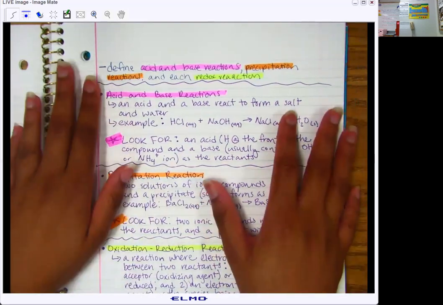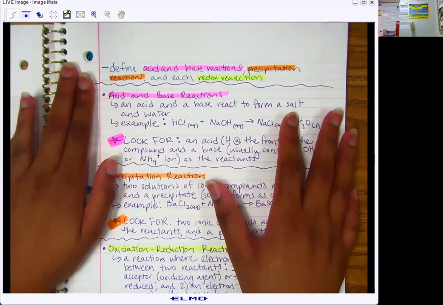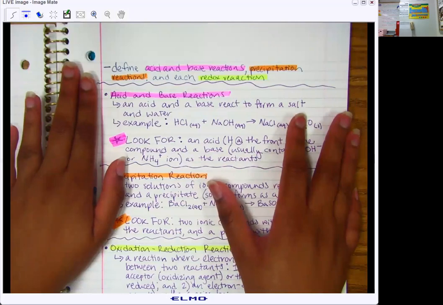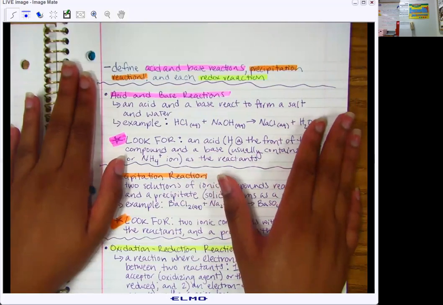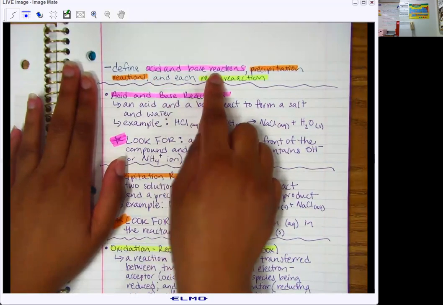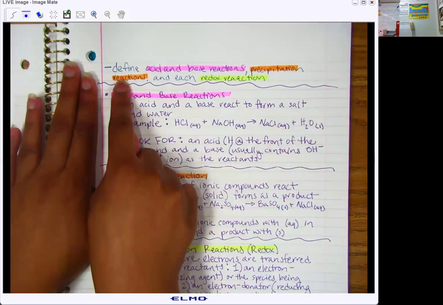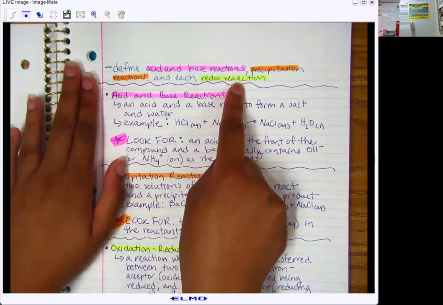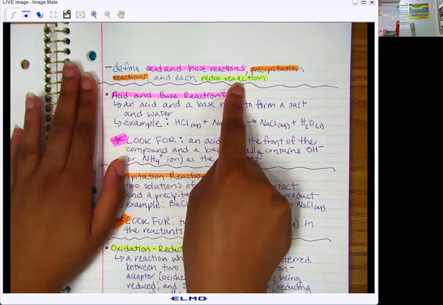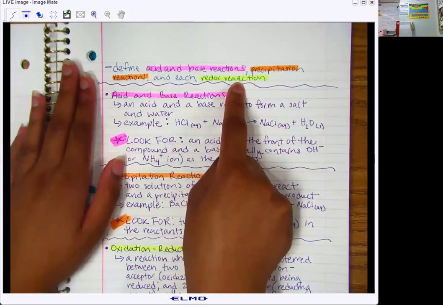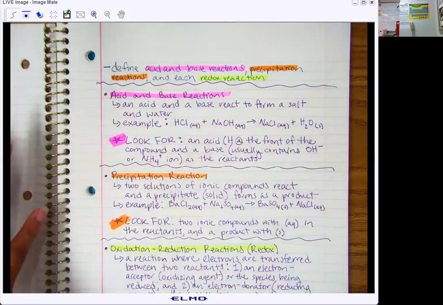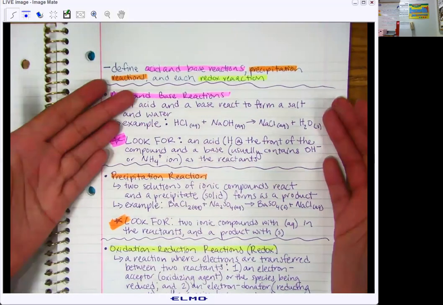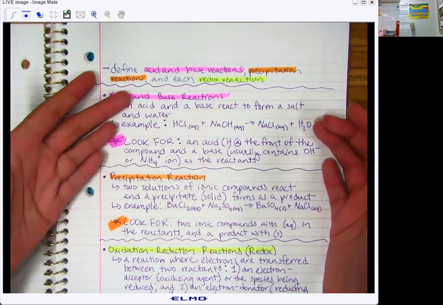I also want you guys to be familiar with a different way for us to classify reactions. We can also classify reactions as being acid-base reactions, precipitation reactions, or oxidation reduction reactions. Sometimes we call it redox. Note that a reaction can be one of the 5 that we've already seen, and also one of these 3. In fact, oftentimes that happens a lot.